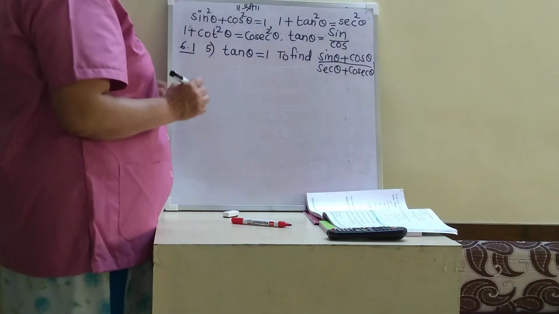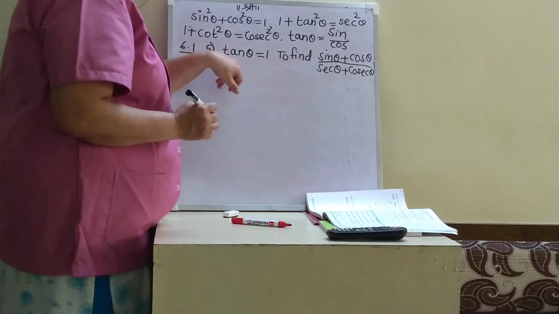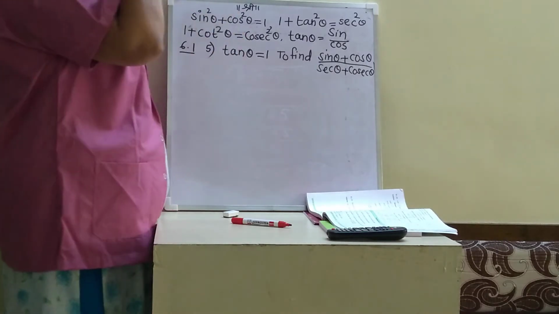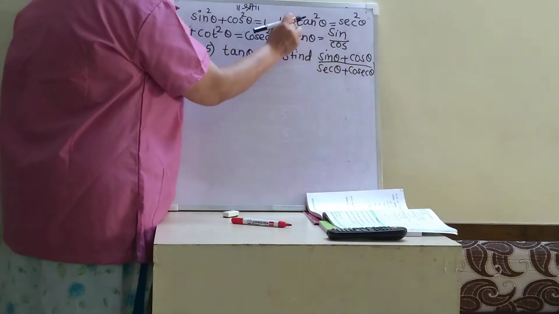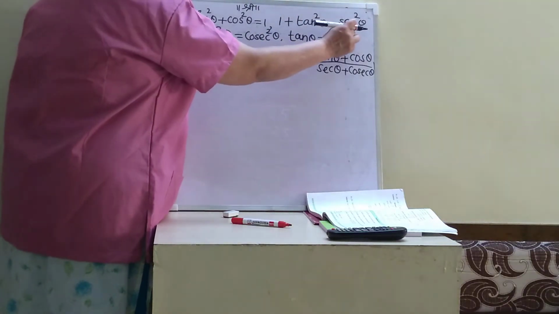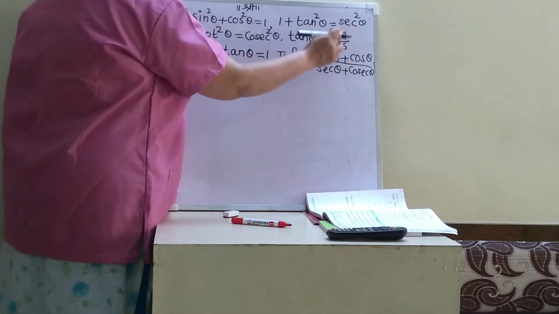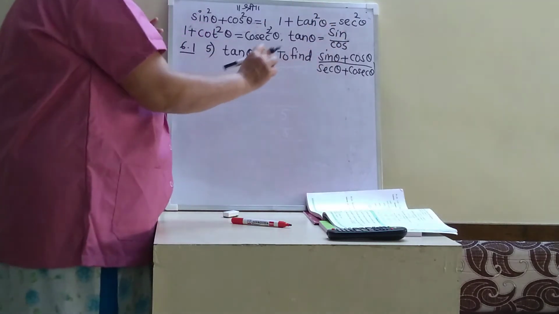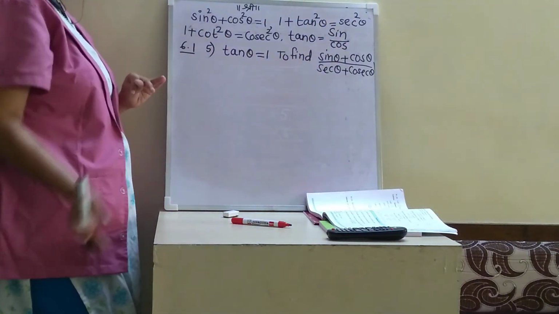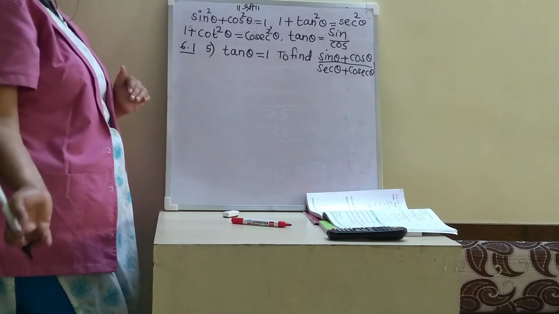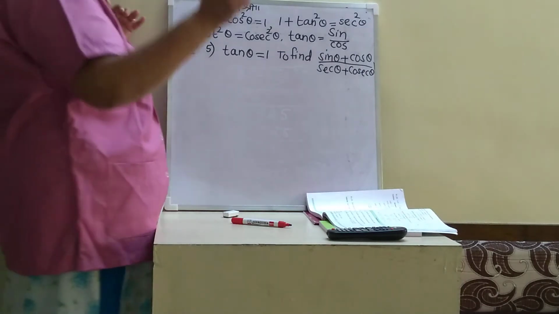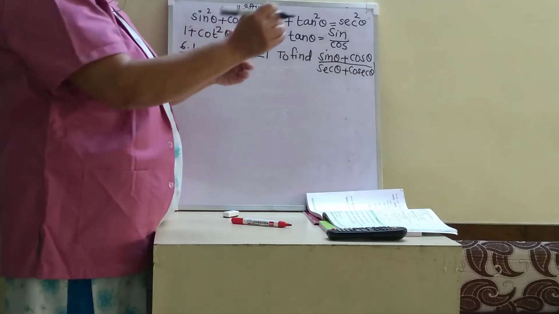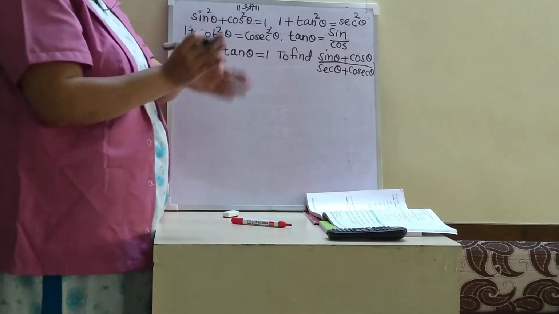Now, what is the relation if tan theta is given? So what should come to your mind first? I have this identity: 1 plus tan square theta equal to sec square theta. If I get sec theta, I will get cos theta. If I get cos theta, I will get sin theta. This is vice versa. एक के आगे एक जैसे चेन होती है ना, so like that you have to go.